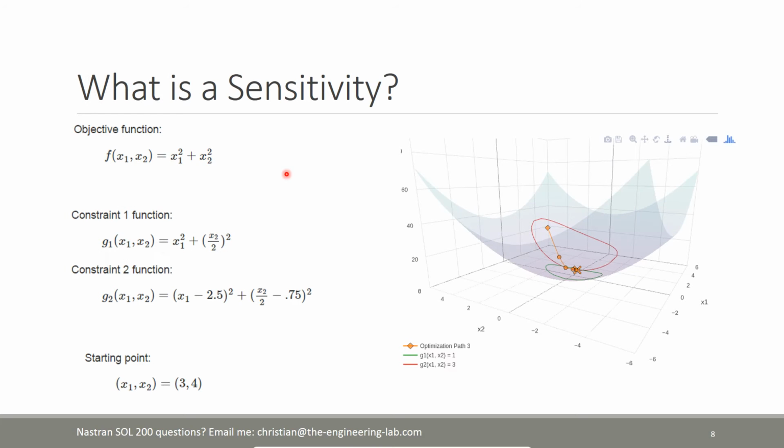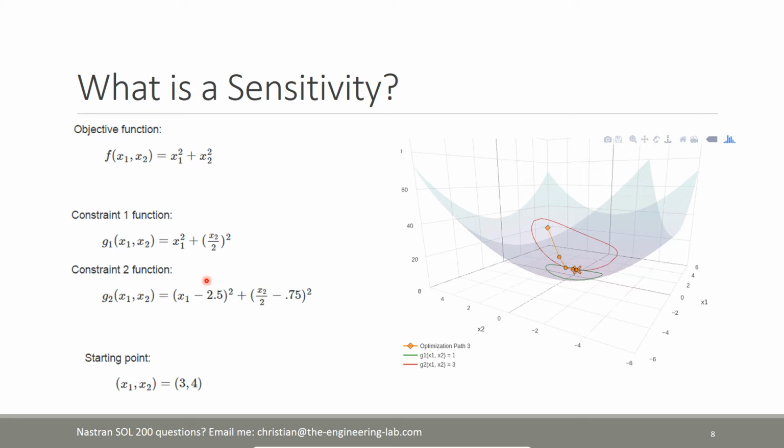Now let's go ahead and move on to our first topic. What is a sensitivity? Let me start with some very simple examples. Here I have this function f is equal to x1 squared plus x2 squared. On the right, I have the f function plotted for you, just so you can visually see what's going on. I also have these two constraint equations, g1 and g2. And then here my design variables are x1 and x2. And we're starting at the starting point of 3, 4. This is almost the optimization problem statement, just in case you're familiar with this.